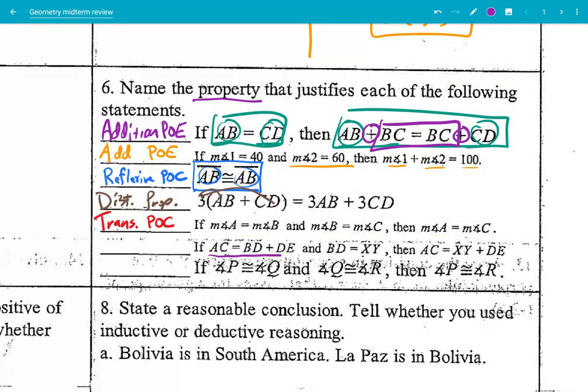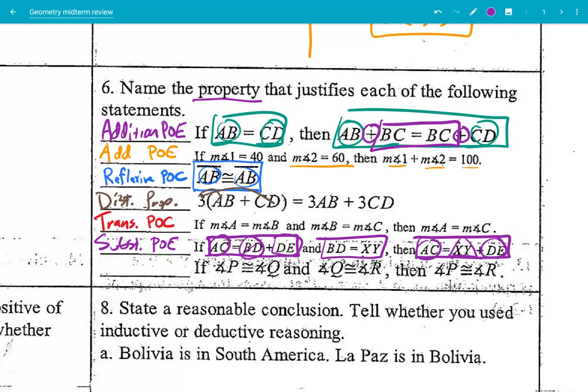Let's see, if AC equals BD plus DE and BD equals XY, then AC equals XY plus DE. Wow, I read that too fast. Well, let's see. Here's the if. But let's just look at this piece. How did we get from there to this? Well, this is on that side. That's still the same. This is not there anymore, but the DE is still there. So it looks like we took this piece here, and since BD is XY, we substituted in this piece. So that's going to be the substitution property of equality.